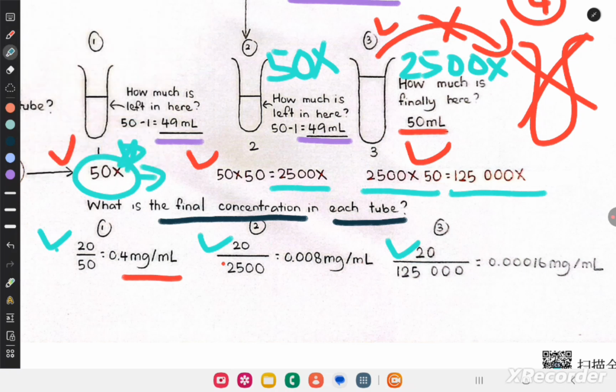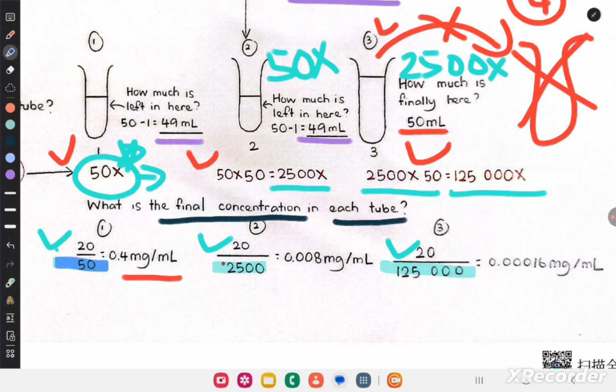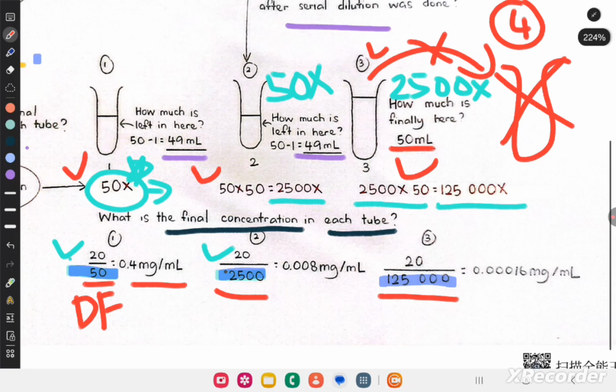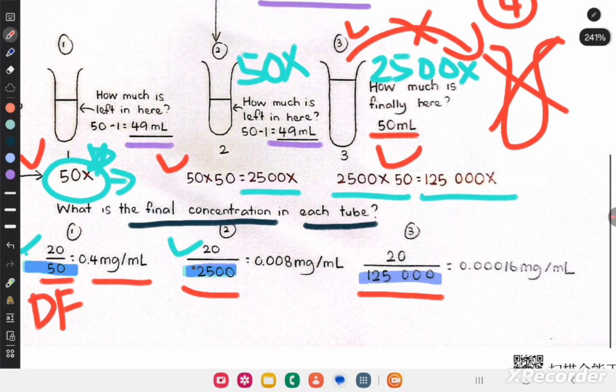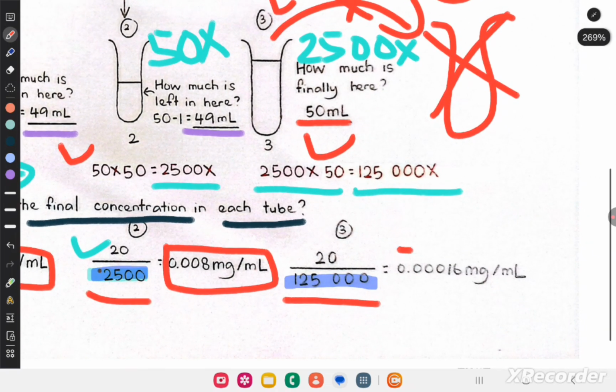This one I use blue color. This one is different. The dilution factor will be different. The dilution factors are 50, 2,500, and 125,000. After we divide by the dilution factor, the final concentration of the first test tube is 0.4 mg per ml. The second test tube is 0.008 mg per ml, and the third test tube is 0.00016 mg per ml.